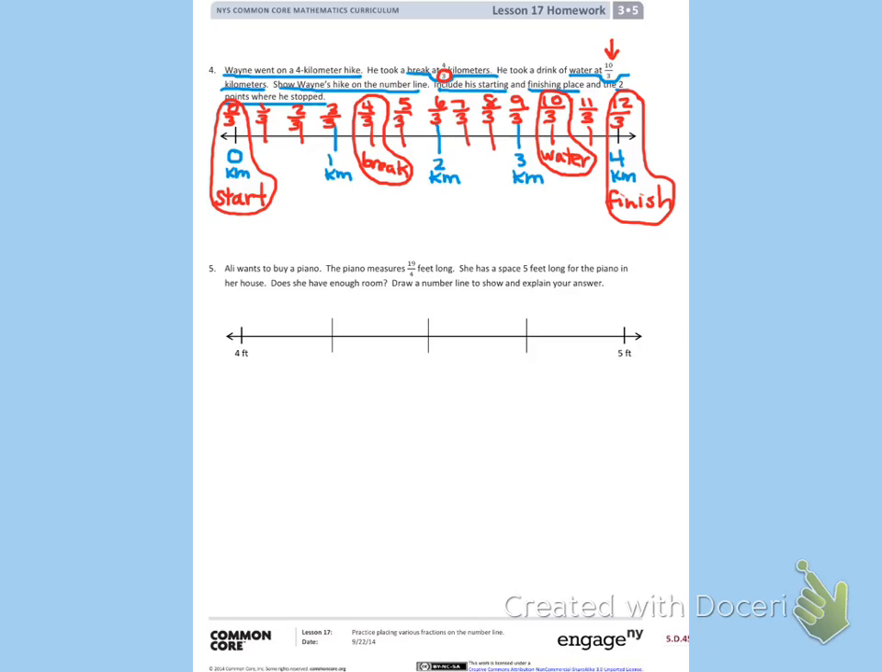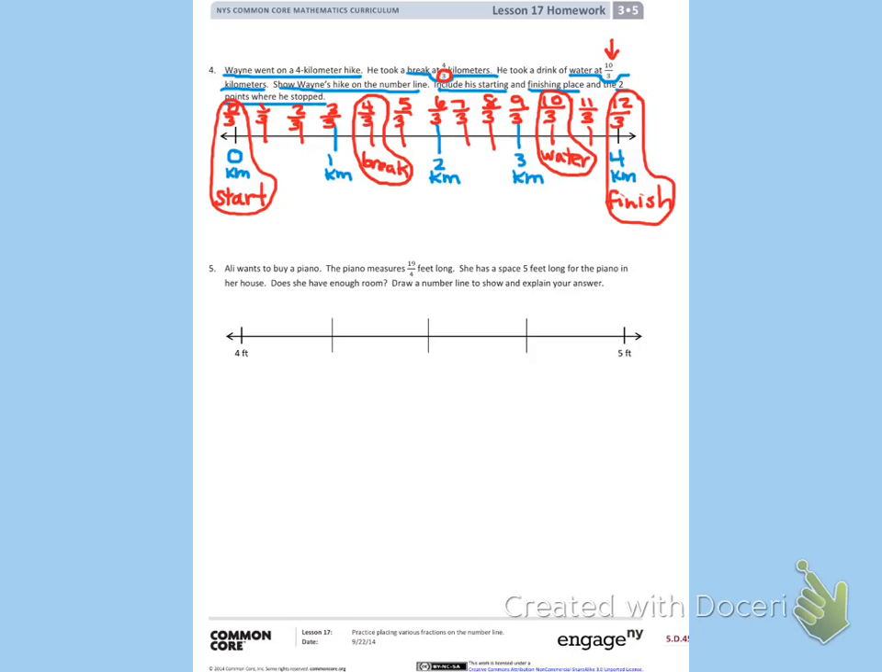Now looking at item 5, I'll read it. It says, Allie wants to buy a piano. The piano measures 19/4 feet long. She has a space 5 feet long for the piano in her house. Does she have enough room? Draw a number line to show and explain your answer.